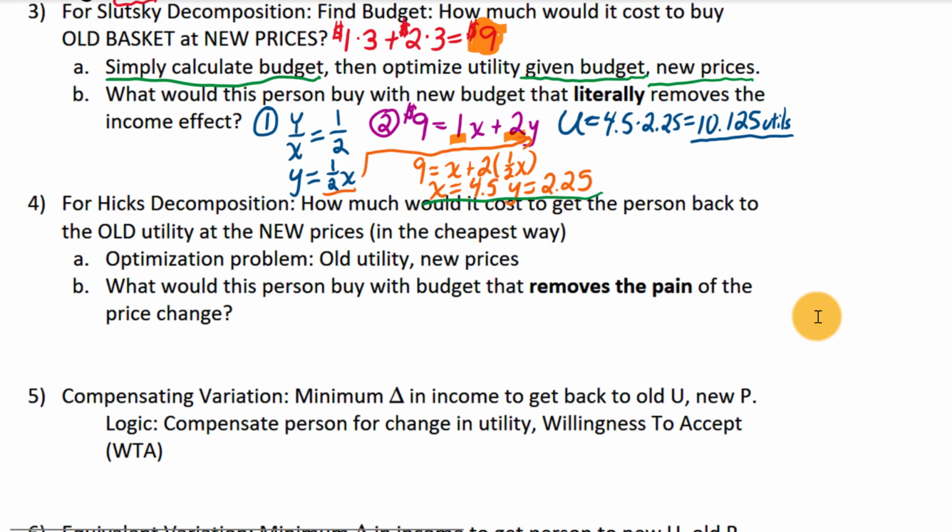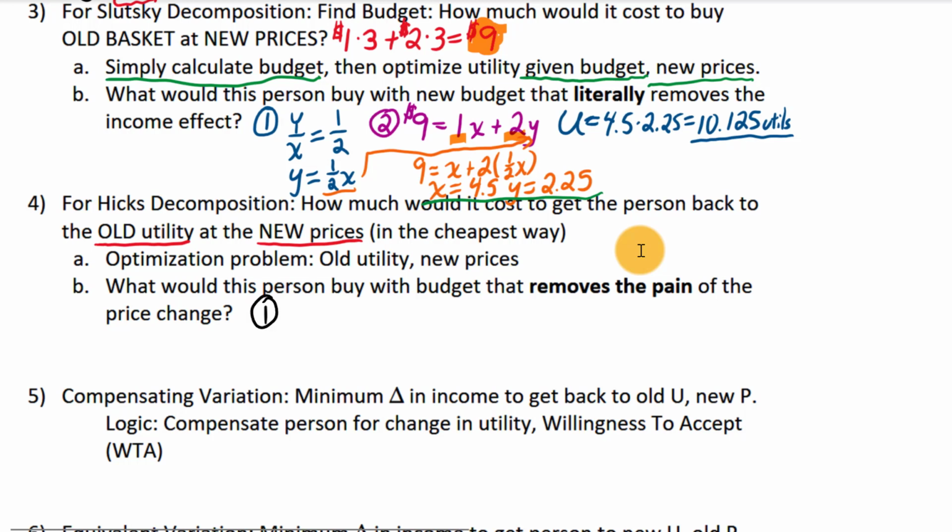So for Hicks, we have to solve a different problem. And Hicks said, let's get them back to their old utility level at the new prices in the cheapest way. And so we have an optimization problem that we have to solve. We set up an optimization problem to get them back to the old utility at the new prices. And we ask, what would this person buy with whatever budget it is that removes the pain, removes the utility change from the price increase in this case. So let's set up that problem and solve it.